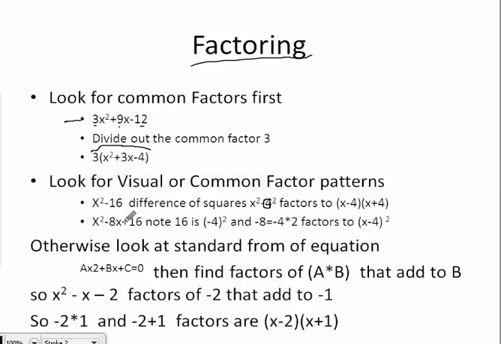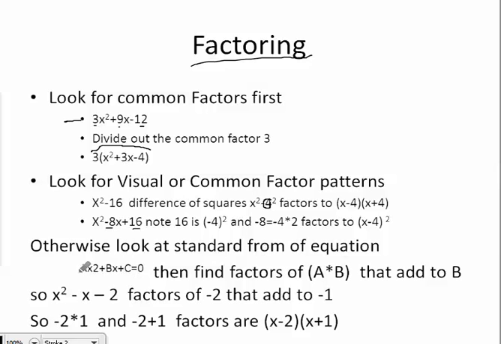The second one, this one you might not recognize right away, but I want you to note 16 is actually negative 4 squared. And if I take negative 4 times 2, I get negative 8. And those are my coefficients that I've got here. So this one's going to factor into x minus 4 quantity squared. It's going to be that term squared. Okay?